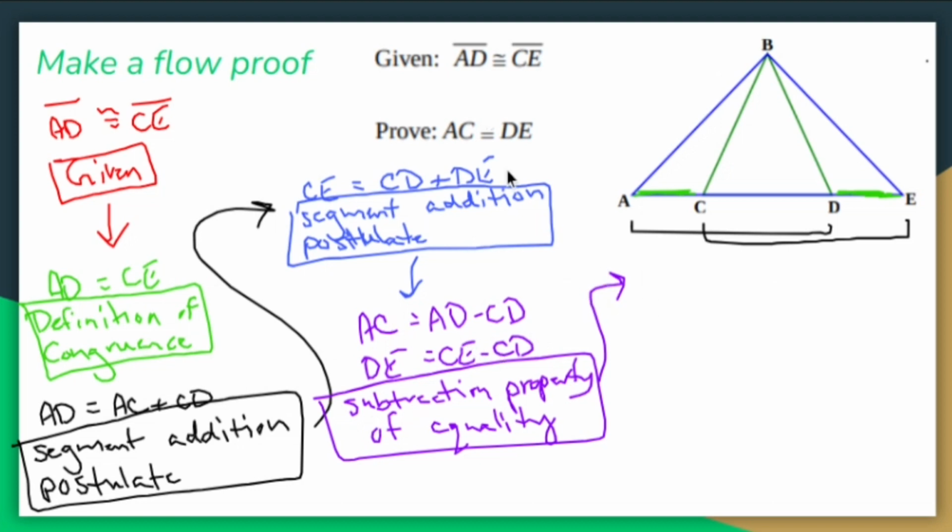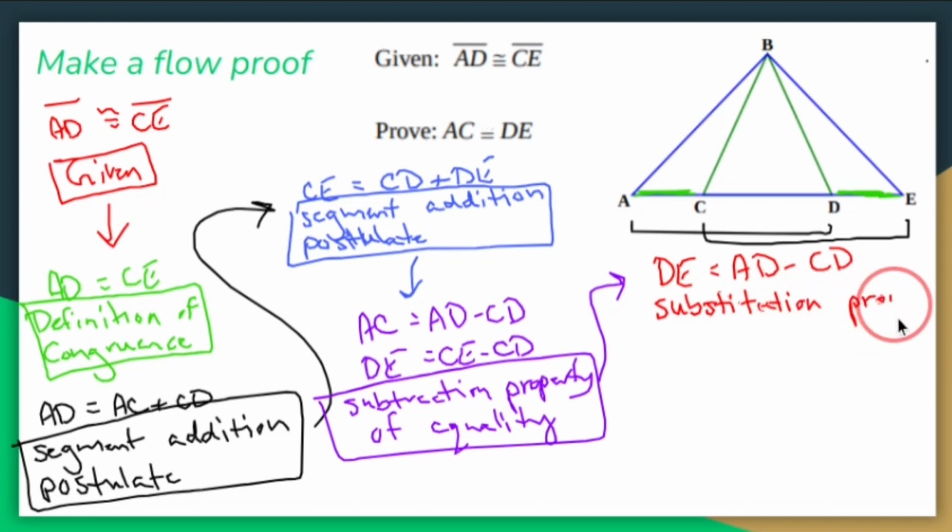All right. So I need to get AC equal to DE. AC is AD minus CD. DE is CE minus CD. Oh, that's a shame. If only these guys were the same, then I could say that these were the same. Oh, wait a minute. AD and CE are the same. So if I take DE, for example, and I replace CE with AD, I now have AD minus CD. And what I did is I rewrote DE equals and replaced CE with AD. So I use the substitution property. Running out of room, so I'll put prop.